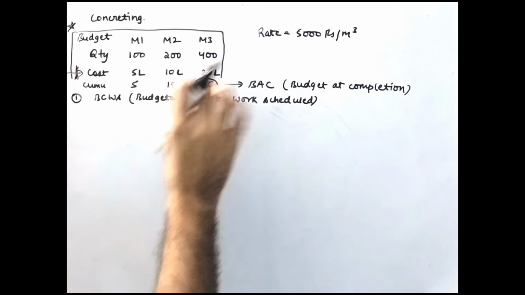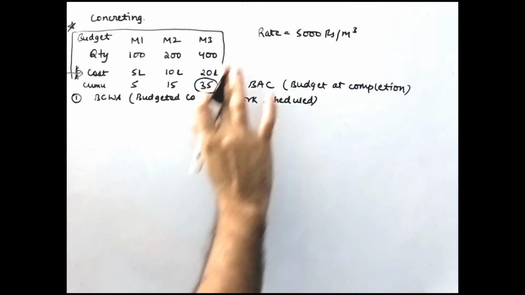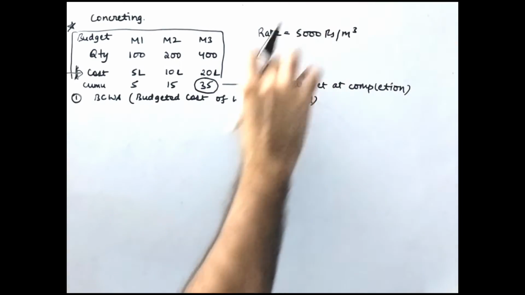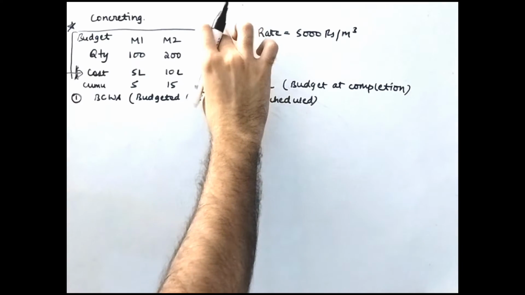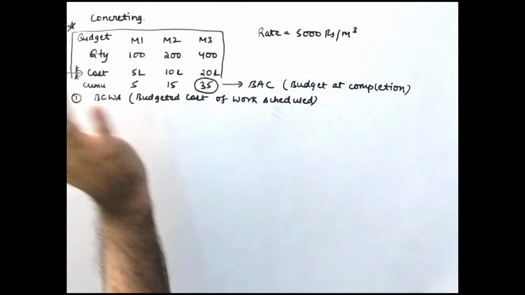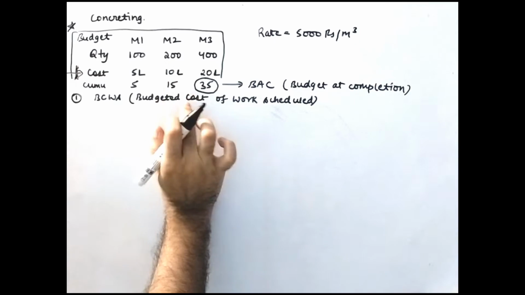The concreting activity that ends in the third month should get completed in 35 lakh rupees only. Okay, but let us not assume that the project is of 3 months. It might be of 6 months, 7 months. So we don't know what the budget at completion for the concreting activity is. We just know till the third month that this is the cost. Till the third month it will be 35.